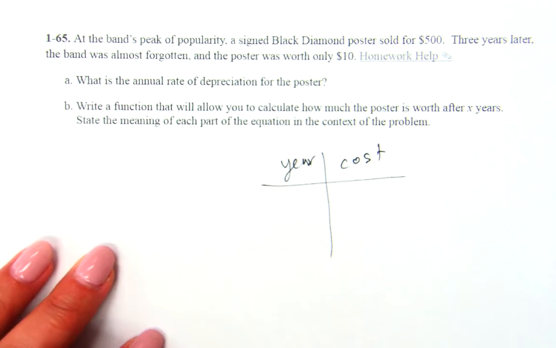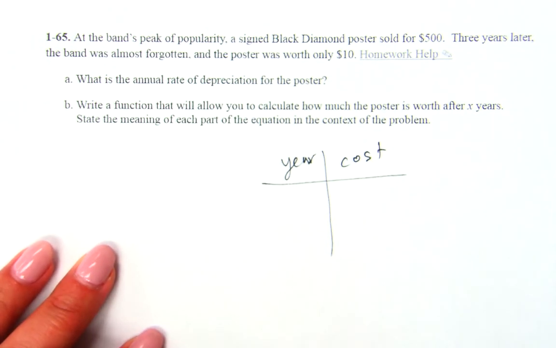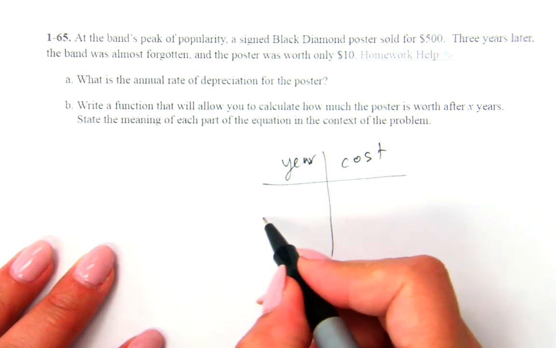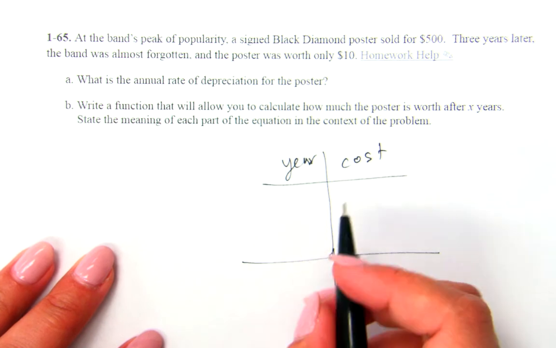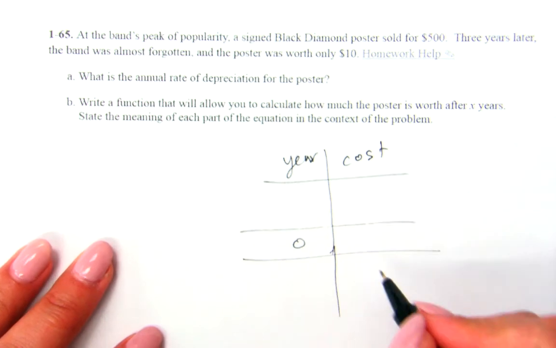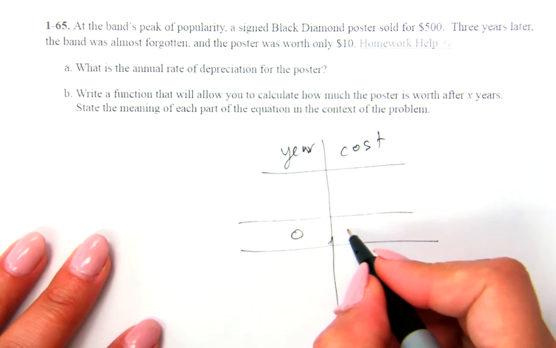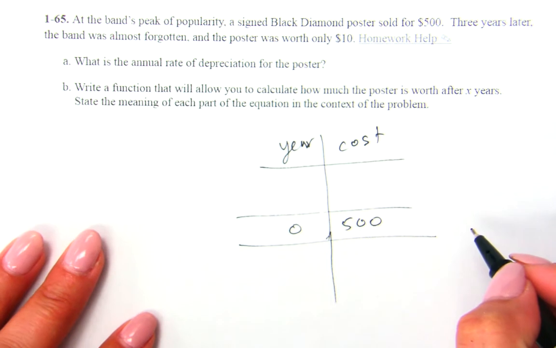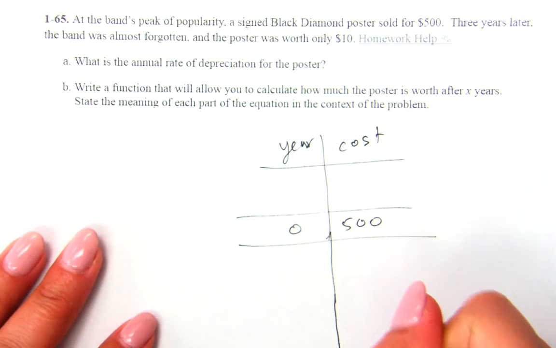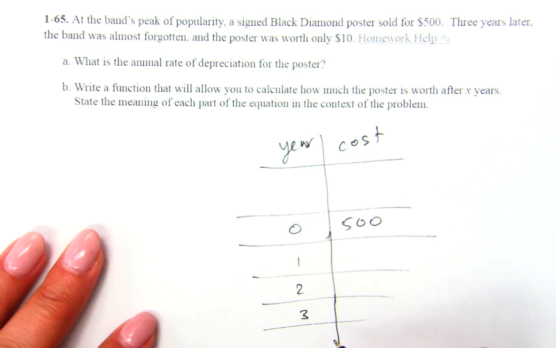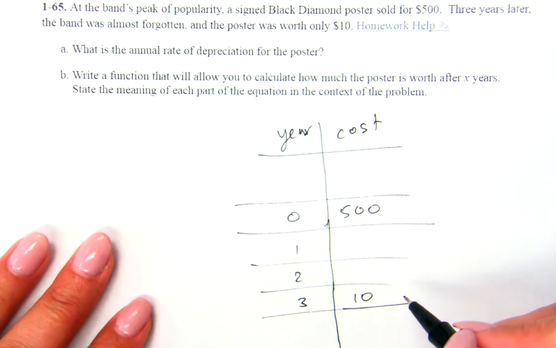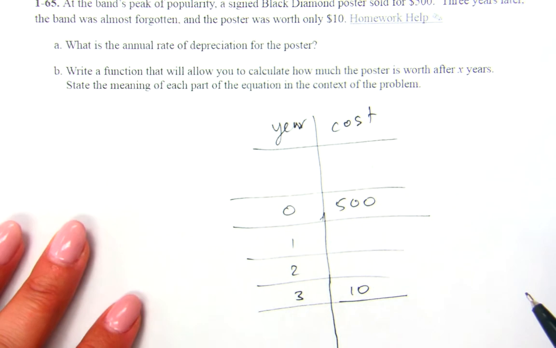Okay, so we're going to go to 65. So at the band's peak of popularity, a signed black diamond poster sold for $500. So let's say the peak of popularity was at 0. Why not? We'll go with that. It was at $500, and then 3 years later, the band was almost forgotten. And say 1, 2, 3. The poster was only worth $10. Okay, so the question is, what's the annual rate of depreciation?